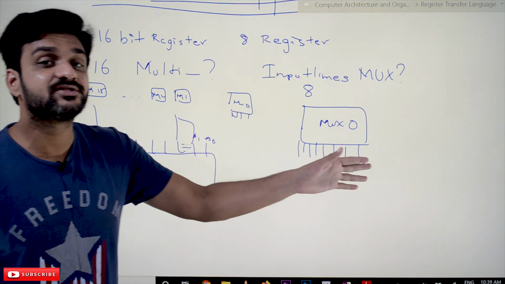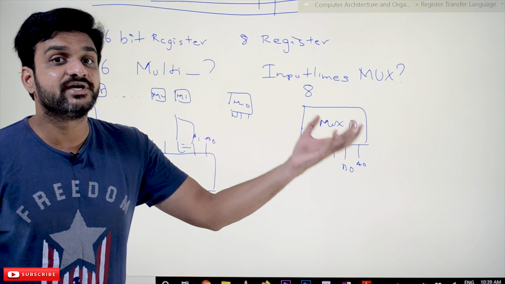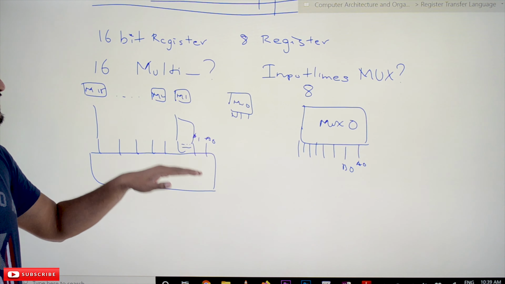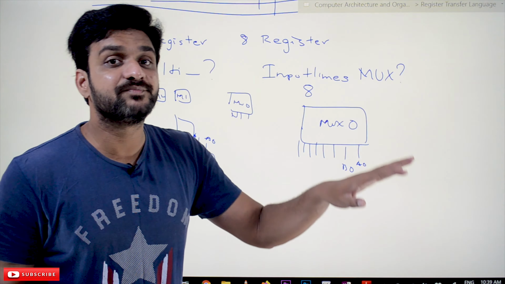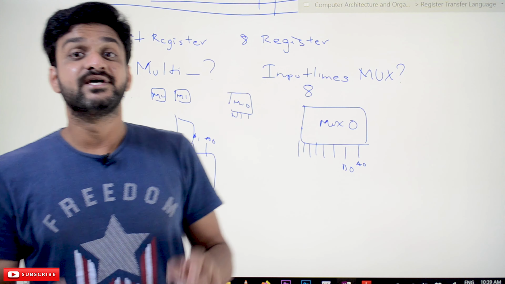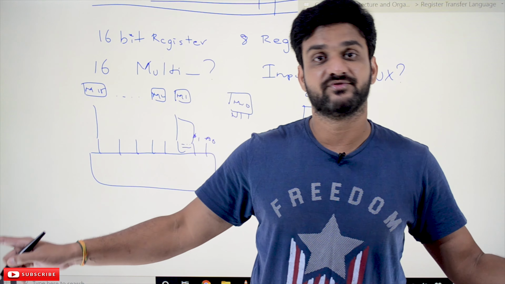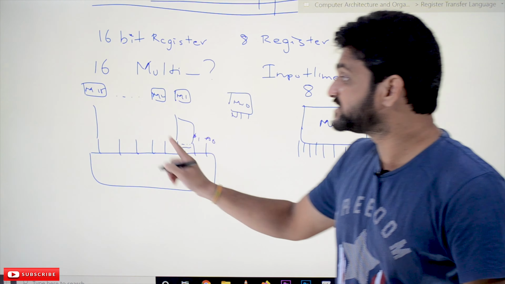How many registers are there? 8 registers are there. So in order to transfer the data completely onto these multiplexers, we need 8 input lines to each and every multiplexer, and we need 16 multiplexers. Why do we need 16 multiplexers? Because we are having 16 input lines.